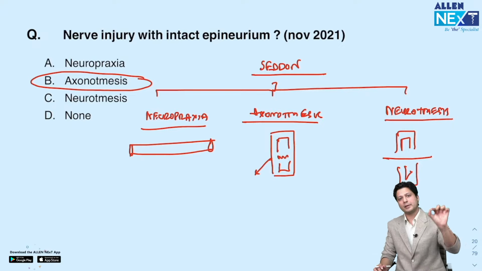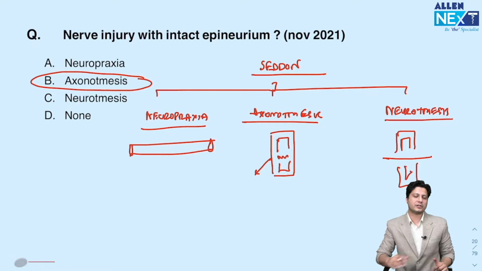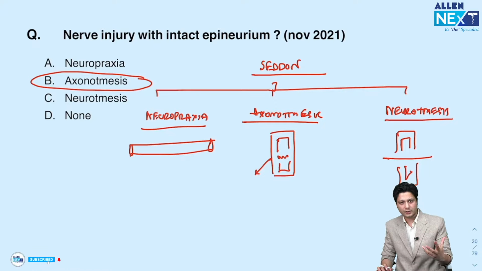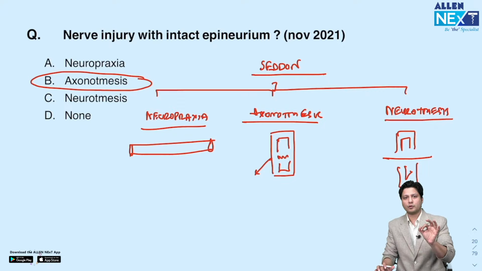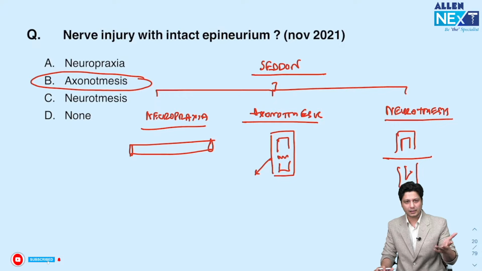And neurotmesis simply is when there is a complete break of the nerve. That means even the epineurium is broken. There is a separation of the nerve. So it is an injury which is a result of an incisional injury, a sharp object injury. So that is neurotmesis. So this was the question asked based upon the structure of the nerve and the possible outcomes of the injury to the nerve according to the Seddon classification.